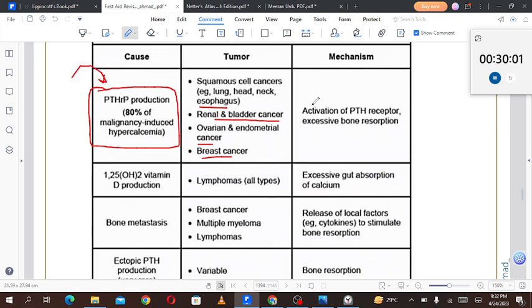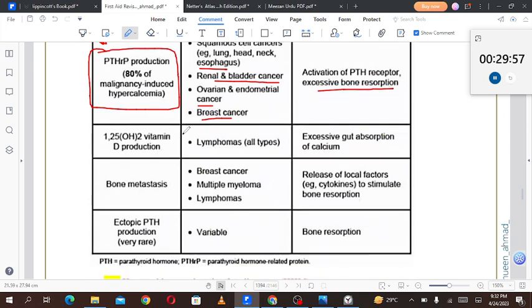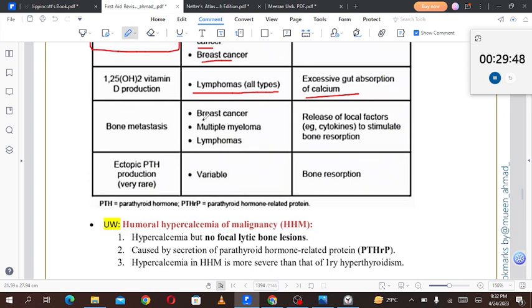The mechanism is activation of the parathyroid hormone receptor, and there will be excessive bone resorption. Another mechanism is 1,25 dihydroxy vitamin D production: lymphomas of all types can cause excessive production of vitamin D, leading to excessive gut absorption of calcium. Bone metastasis, in breast cancer, multiple myeloma, and lymphomas, causes release of local factors, for example cytokines, to stimulate bone resorption.